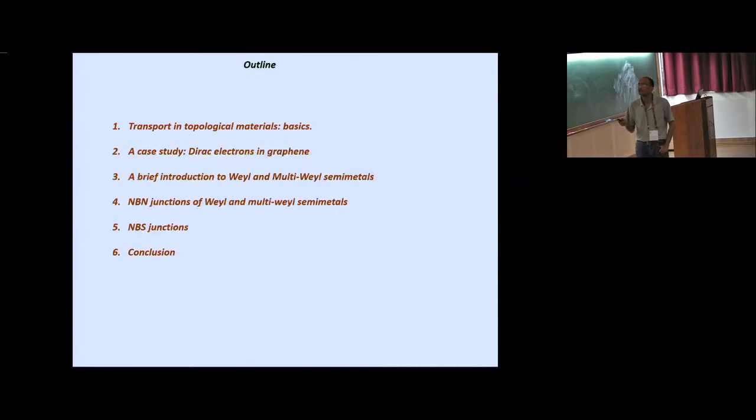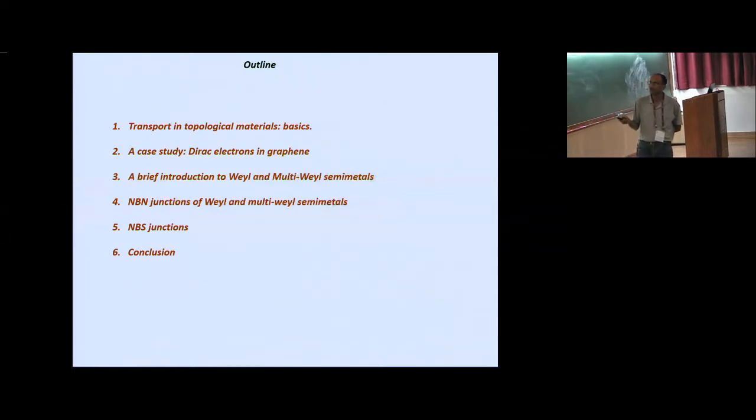So the outline of the talk is the following. First I'm going to give a basic introduction to this kind of transport calculation in topological materials, and as a case study talk about Dirac electrons in graphene. After that I'm going to come to the main subject of the talk, which is transport in junctions between a Weyl and a multi-Weyl semi-metal. We are going to show that the normal metal barrier normal metal, and N-B-S, that is normal metal barrier superconductor, junctions of this kind of materials show a completely qualitatively different property, which is not seen in the other junctions studied before. This will be followed by the conclusion.